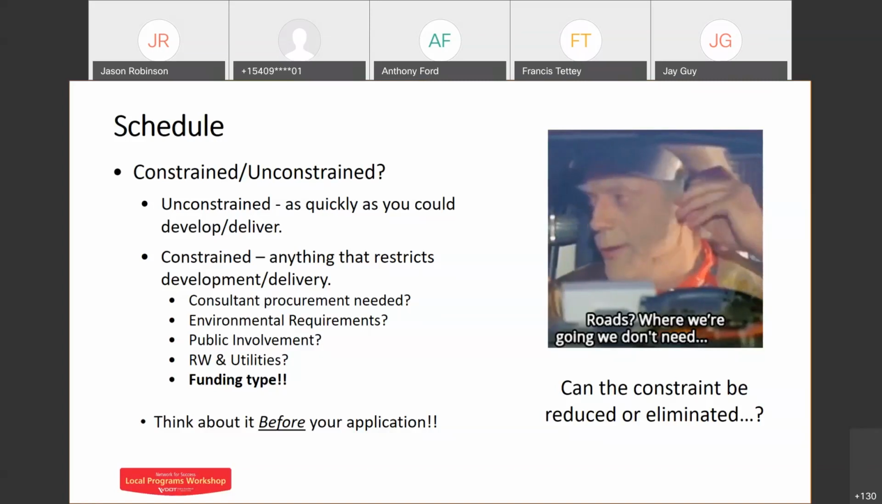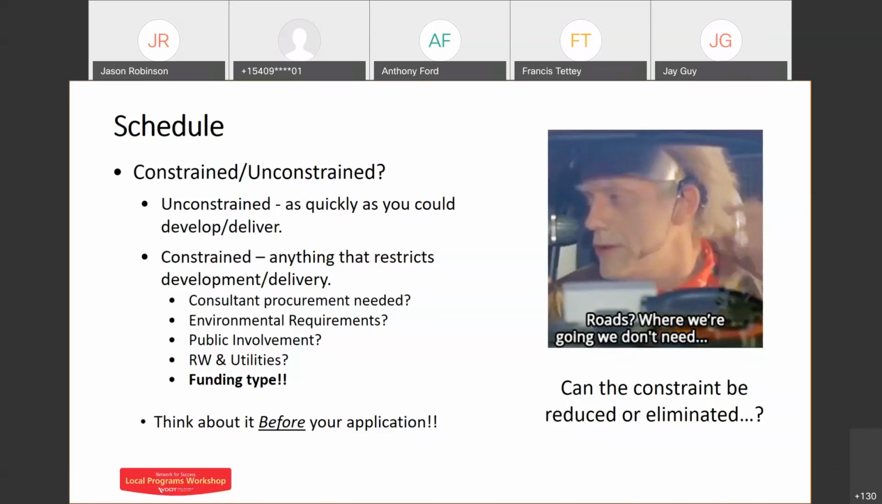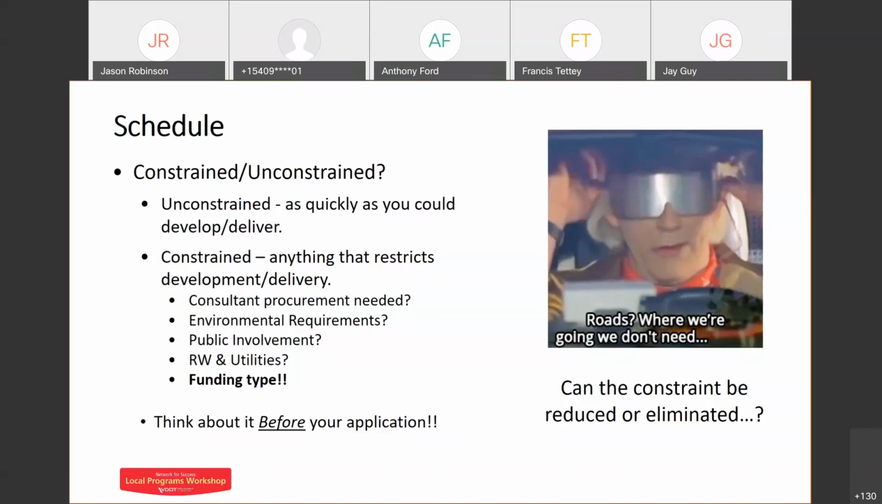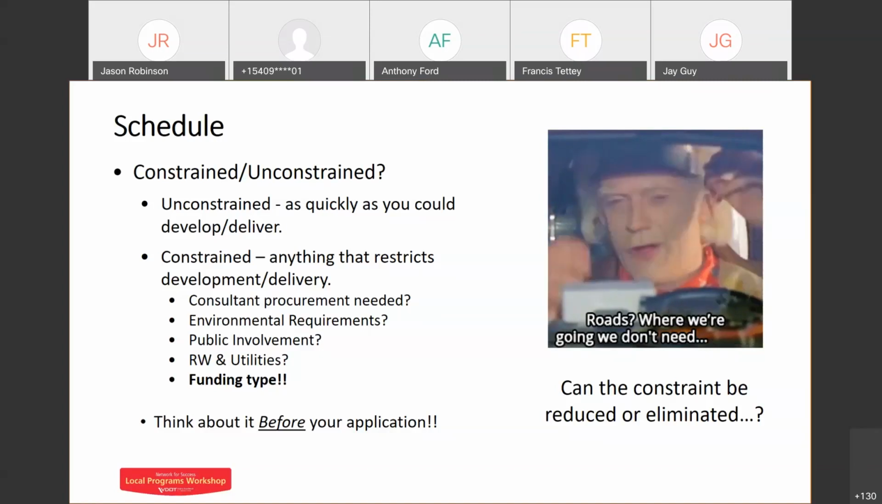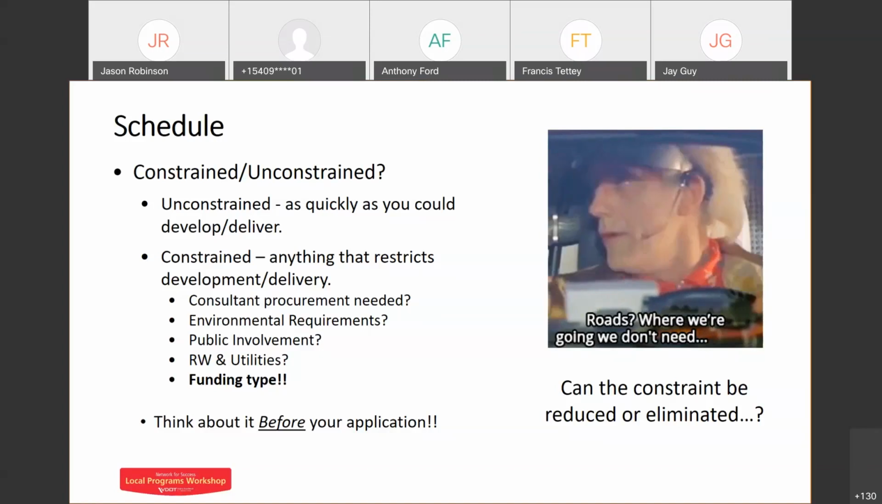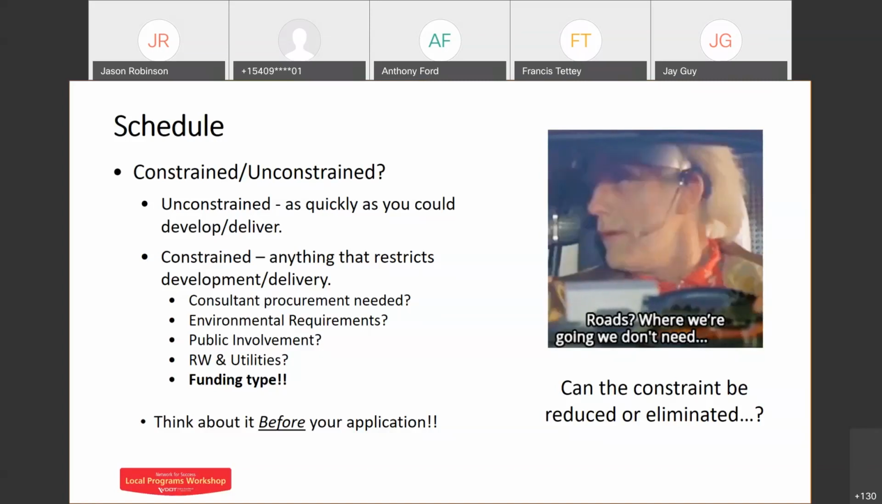So it's good to be aware of that even when you're looking at application. And for TA projects, condemnation is an ineligible expense. So perhaps TA is not the best option for you if that's what you're looking to do. So all of this relates to the funding type. Think about your constraints and determine if you can address any of them.